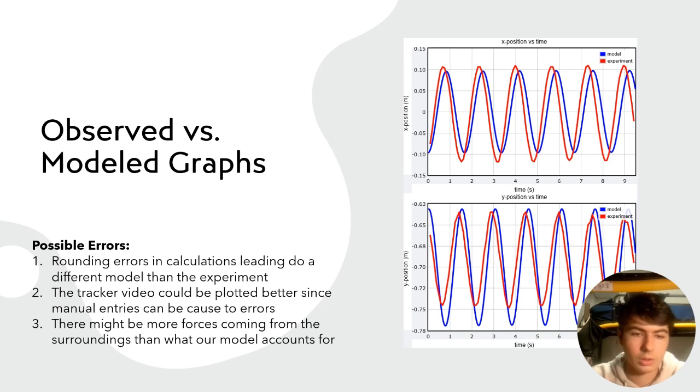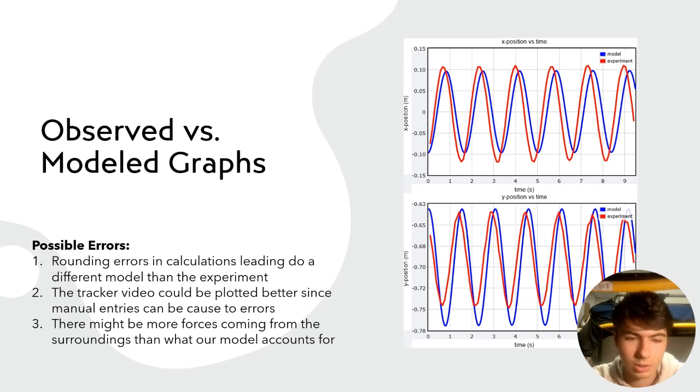So this is our observed versus model graphs. The red one is the actual experiment and the data we modeled in Tracker, and the blue one is the model that I built through GlowScript. And you can see that they're actually very close. There are slight differences between them, but they're very close.